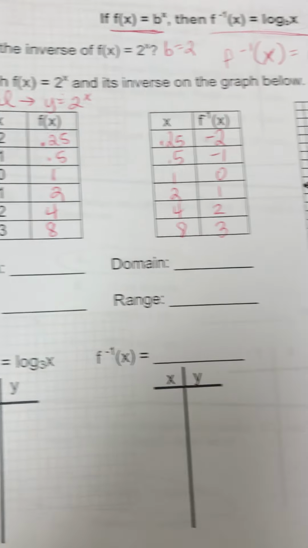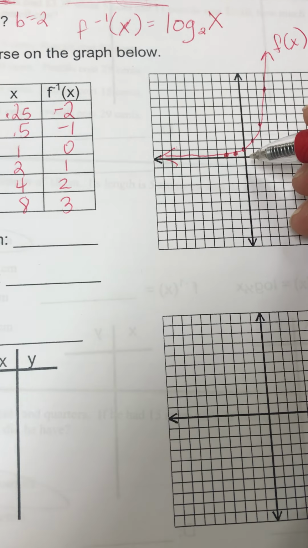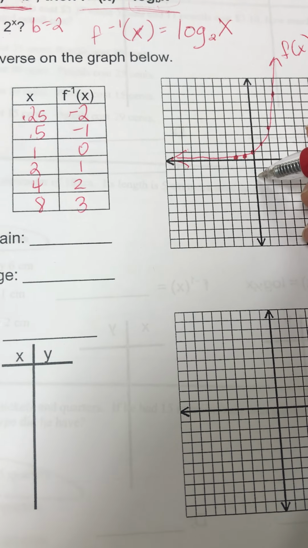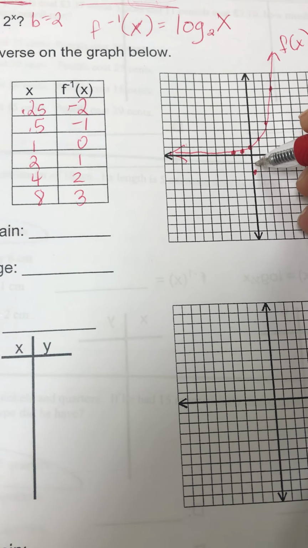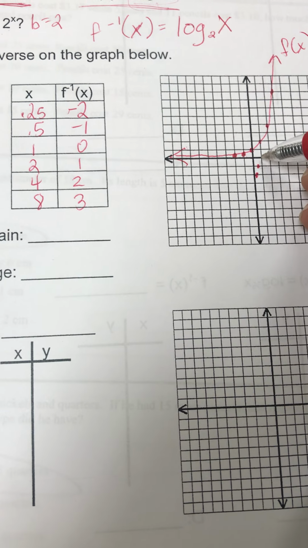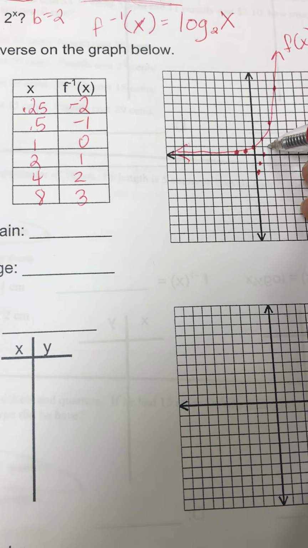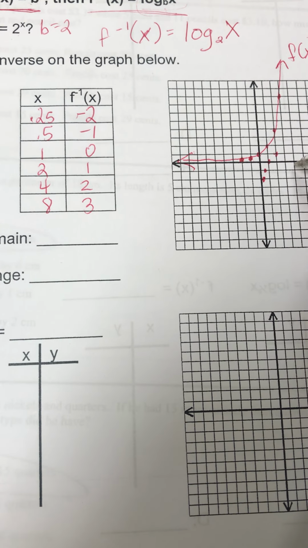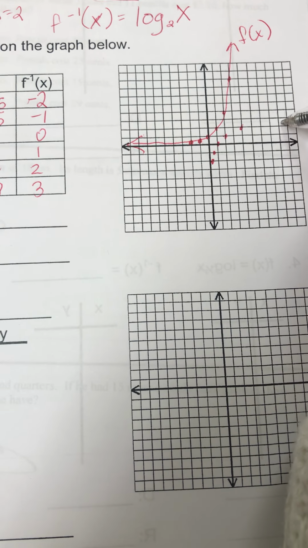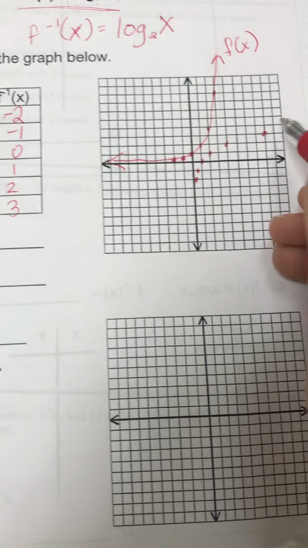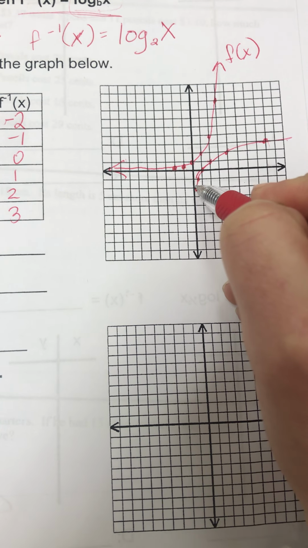Okay. Now then my inverse, I'm going to graph this one. So 0.25 is my x, and negative 2 is my y. 0.5 and negative 1, 1 and 0, 2 and 1, 4 and 2, and 8 and 3. So we're going to get something that looks like this.